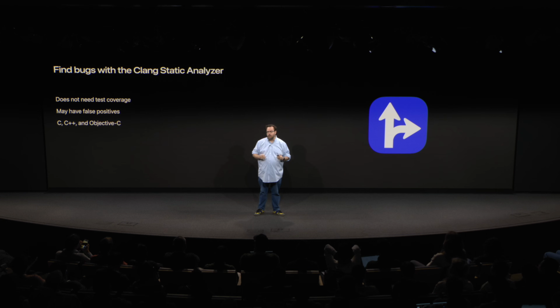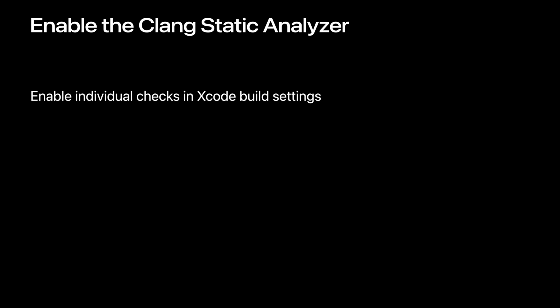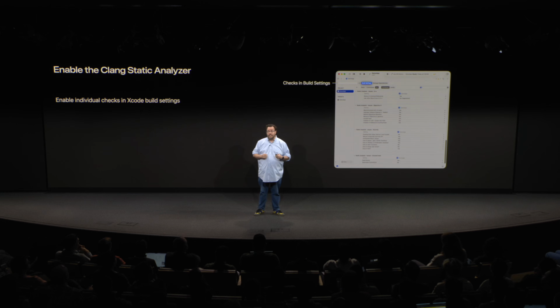The analyzer supports C, C++, and Objective-C. It finds many security-sensitive bugs, including buffer overflows, use after free, use of uninitialized memory, and insecure API use. Enable these checks in your target's build settings, and then run the analyzer by choosing Analyze from the Product menu.